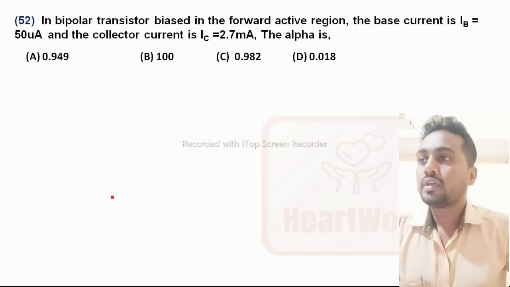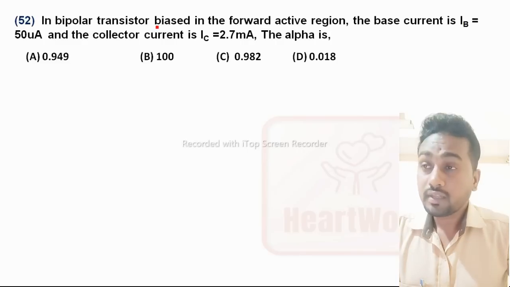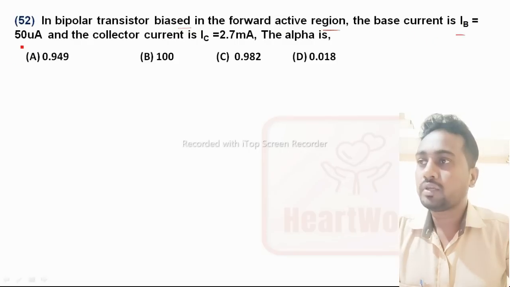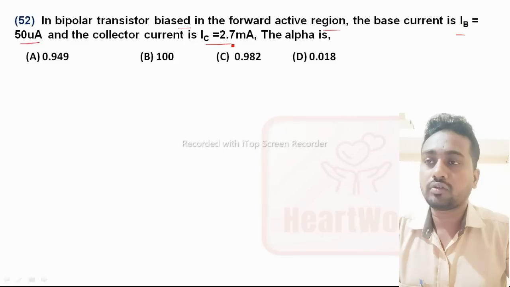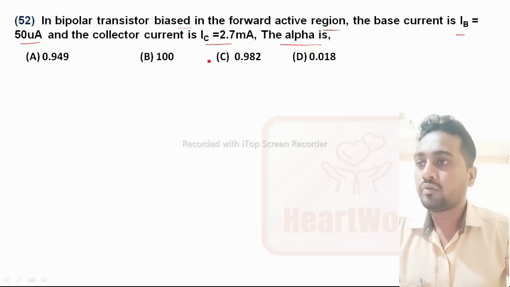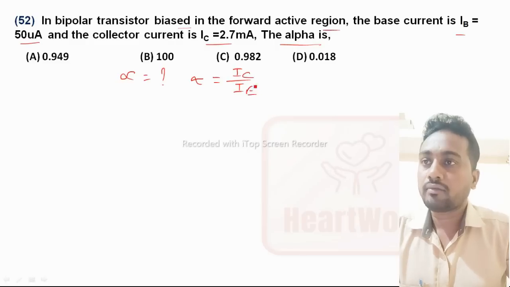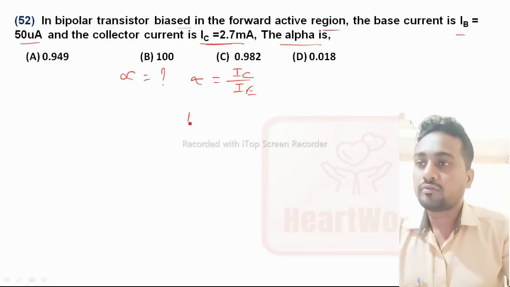Next, in a bipolar transistor biased in the forward active region, the base current is Ib equal to 50 microampere and the collector current is Ic equal to 2.7 milliampere. We have to find alpha. Alpha is the current amplification factor, or current gain. Alpha equals Ic by Ie. We have the Ic value, 2.7 milliampere, but we don't know Ie, so calculate Ie first.